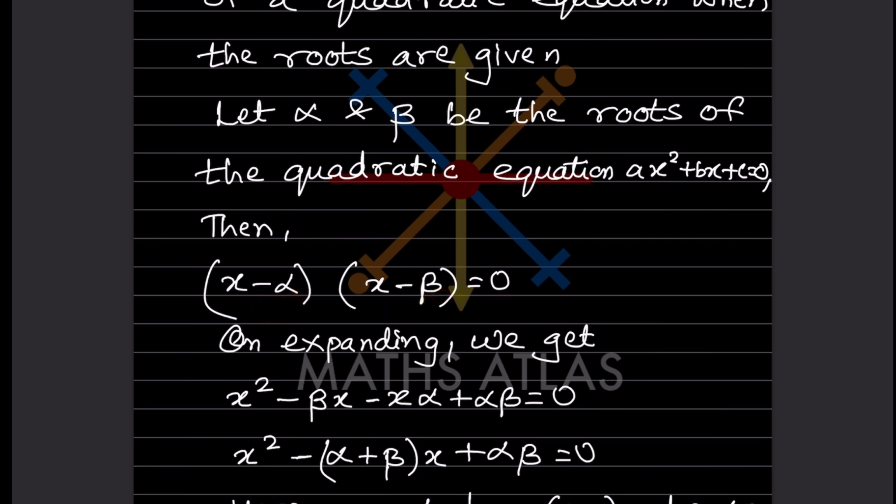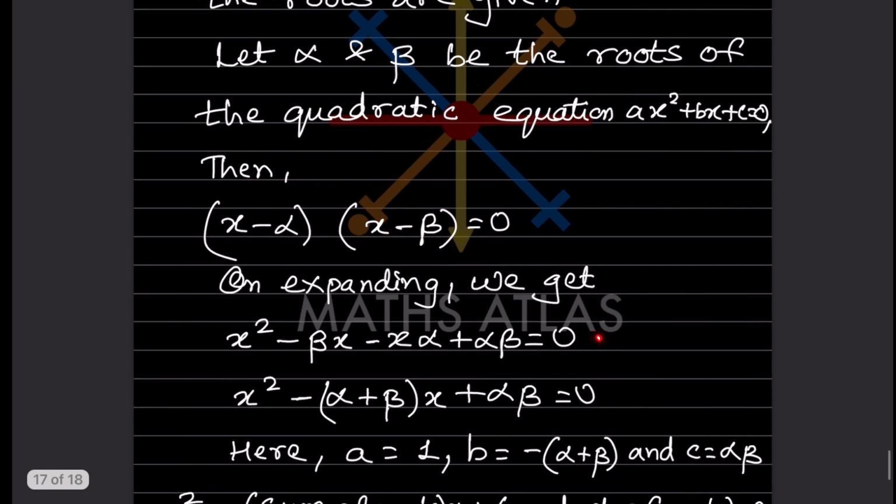So when we expand this, what will you get here? When you expand this, you will get x square minus alpha x, minus beta x, and minus times minus becomes plus alpha beta, that is 0. So this is what is written over here. Now you can see here you have x and here also you have x. This you can also write as alpha x. Both ways you can write it.